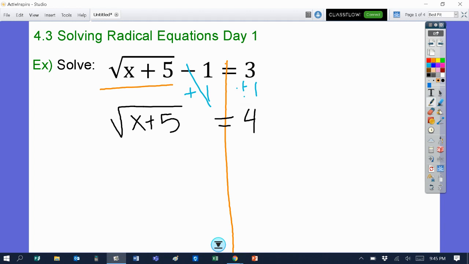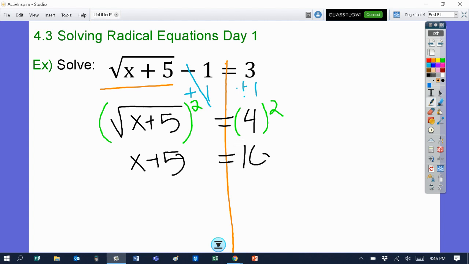So this is a square root. What undoes square roots is exponents. So I'm going to multiply both sides by an exponent of 2. So the square root of x plus 5 is now just x plus 5 equals 4 squared, which is 16.